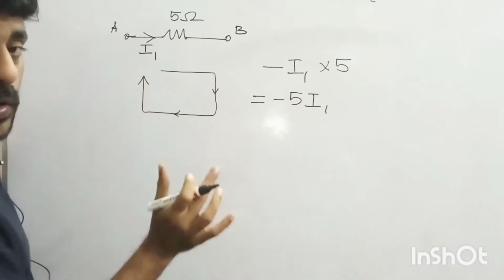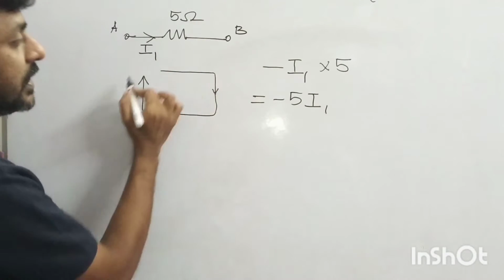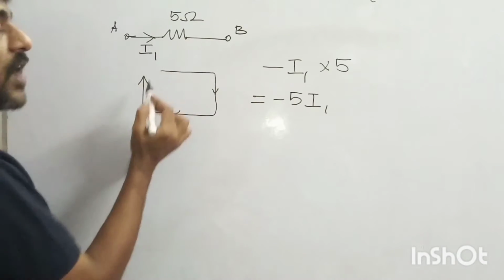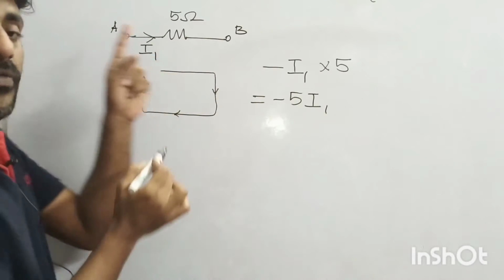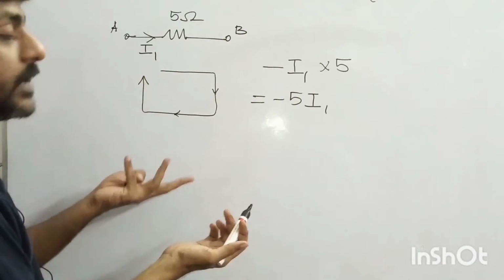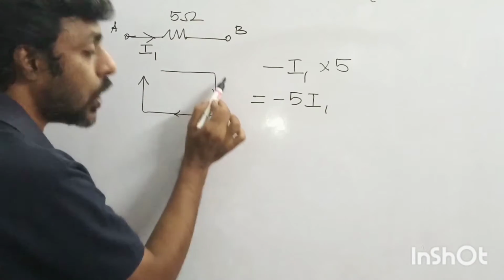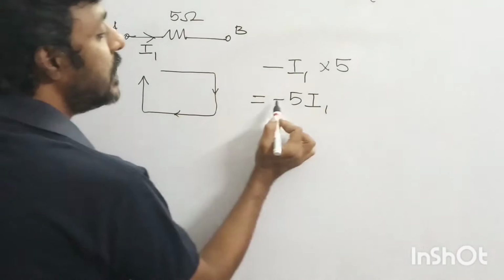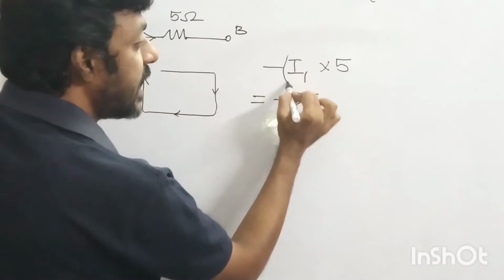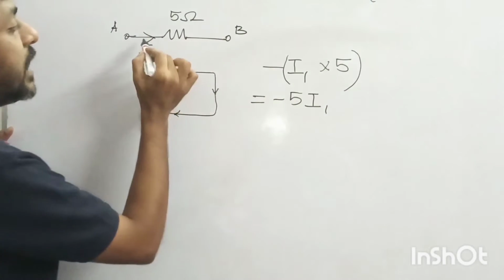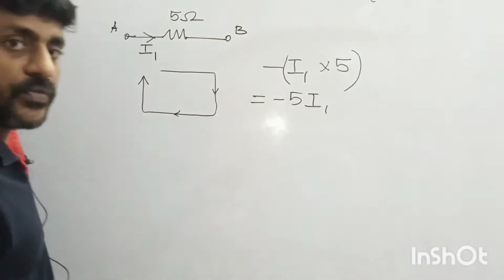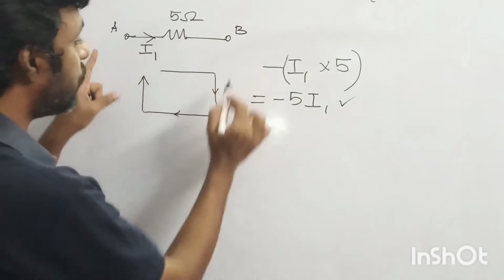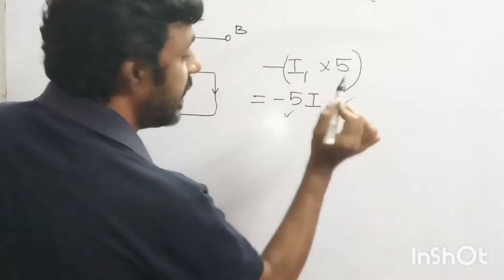For this scenario, when my direction of travel is in the clockwise direction, and while traveling, if I encounter any current of value I1 or I2 or whatever it is, if it is also moving along with me, going along with me, then I will introduce a negative sign, and I will multiply the value of the current along with the value of this resistance. So this is the first scenario, right? In case this arises, then my answer will be like this.